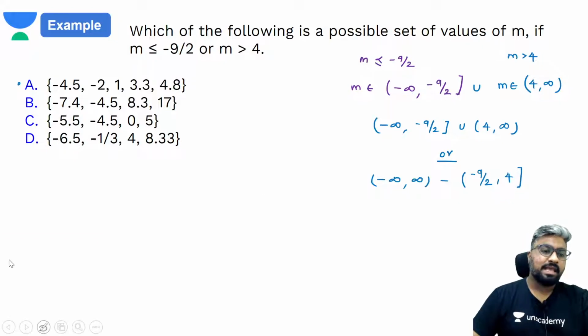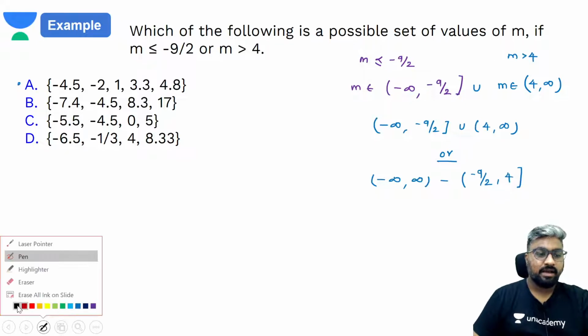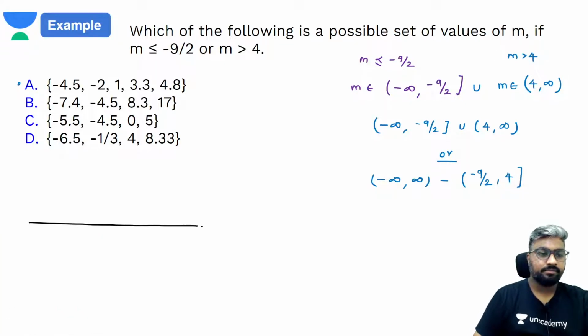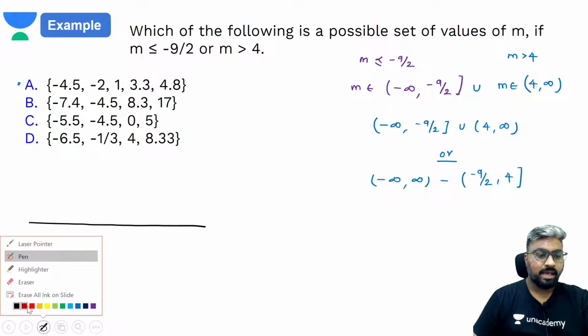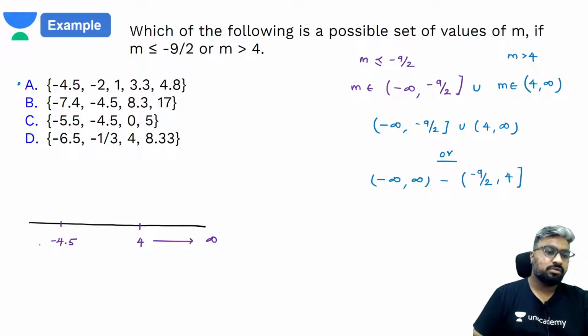In other words, directly just look at the values and judge them. You can judge by looking at the values. We are saying m has to go from -9/2. What is -9/2? 4.5. So if I put a number line here, what will the values of x be, guys? Go all the way from 4 to positive infinity and from -4.5 to negative infinity.